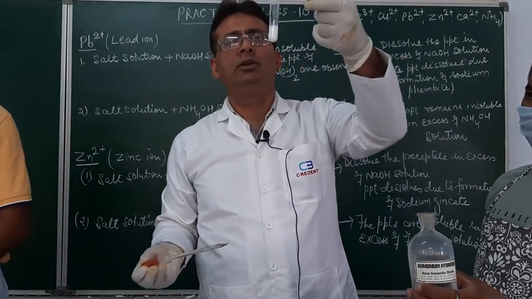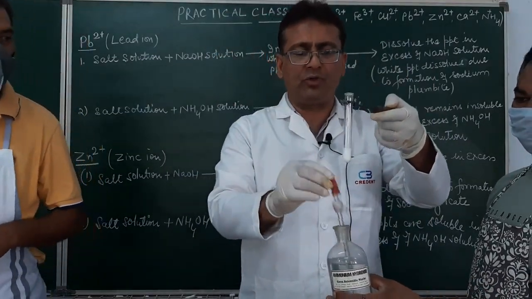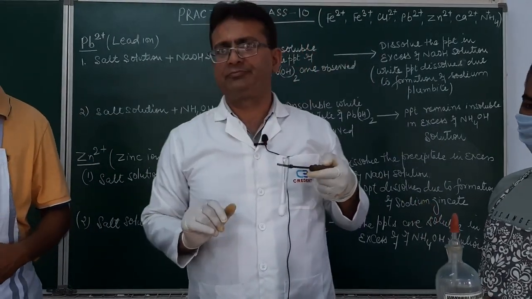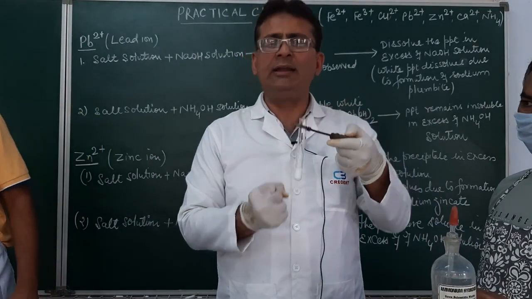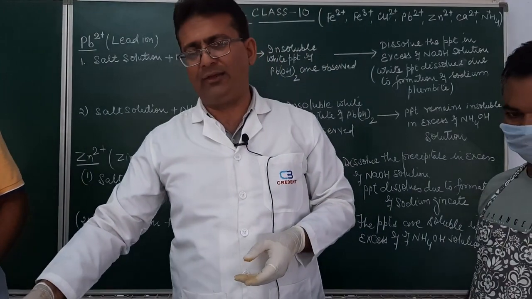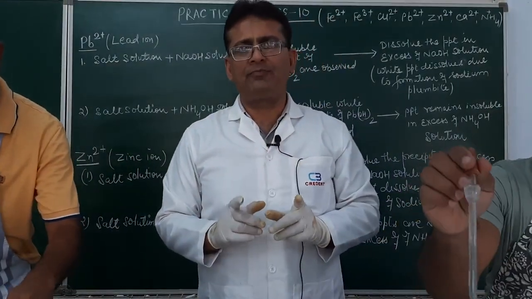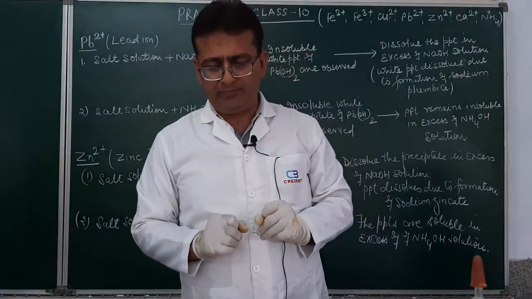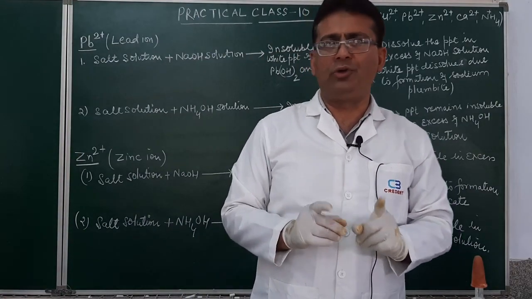What do we observe? You can see over here that in excess of ammonium hydroxide solution, the precipitates are settling down as a solid on the lower portion of the test tube. So, they are insoluble in excess of ammonium hydroxide. So, lead salt solution forms lead hydroxide precipitate which is insoluble in excess of ammonium hydroxide but soluble in excess of sodium hydroxide solution.